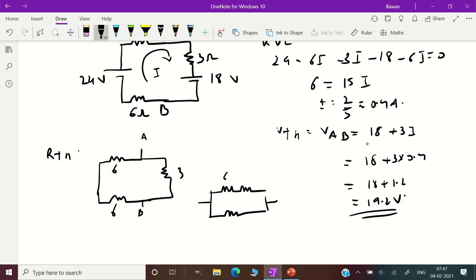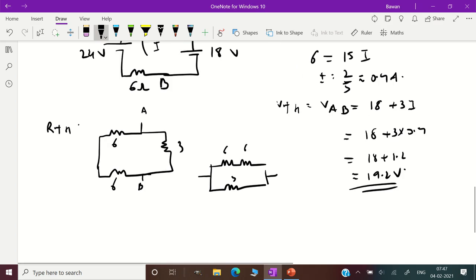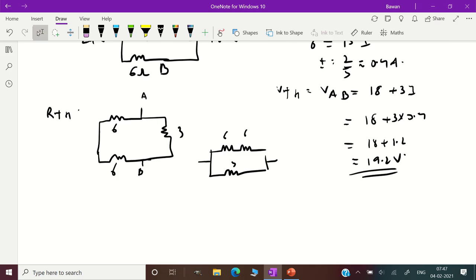So what do you have? 6, 6 and 3. 6 and 6 in series gives 12, and that is in parallel with 3. Are we clear? So you'll have RTH equal to 6 plus 6 parallel 3, which gives you 12 parallel 3.